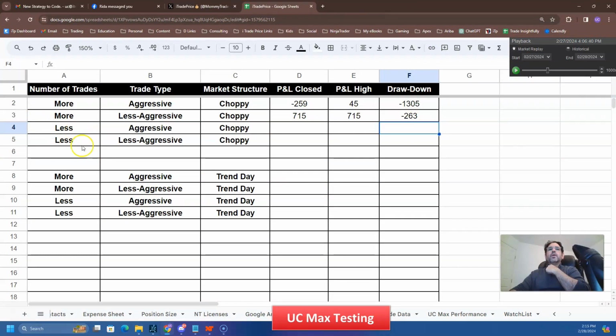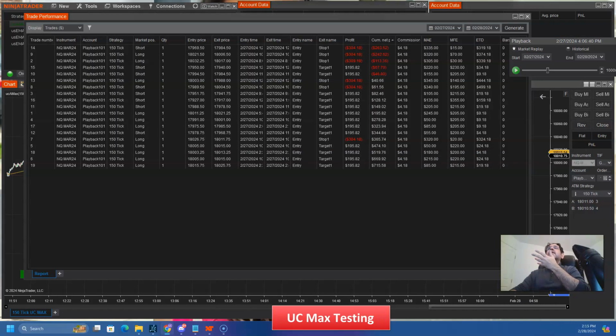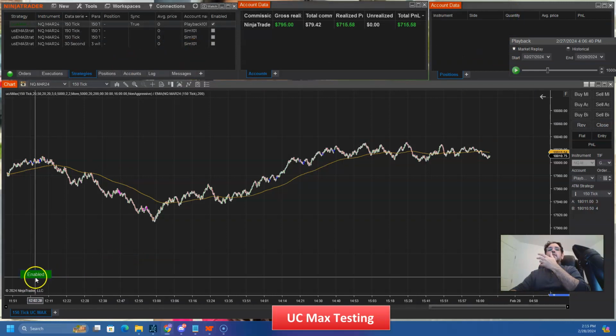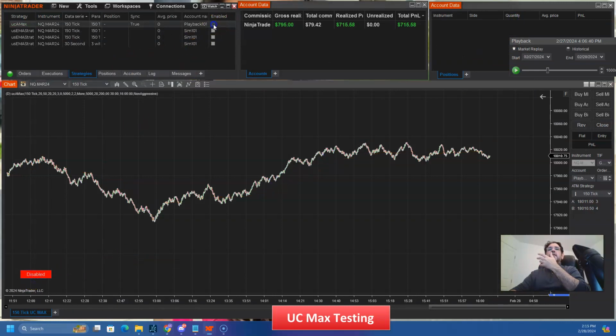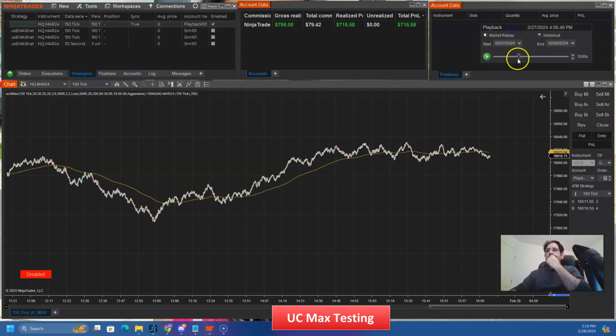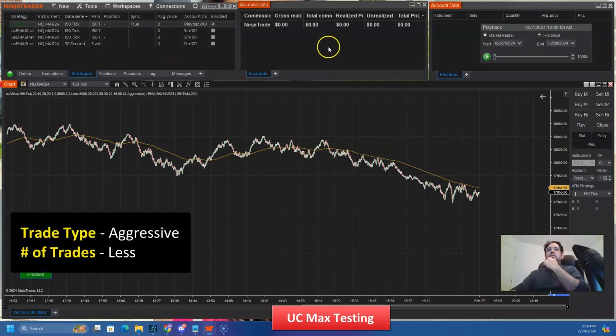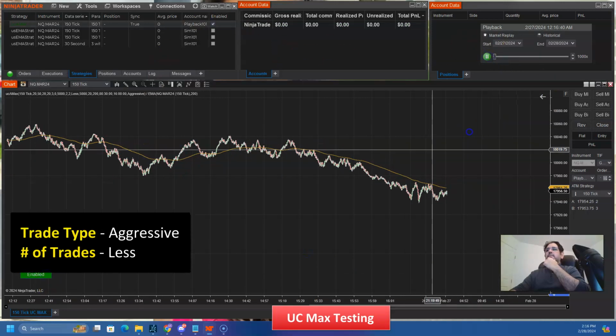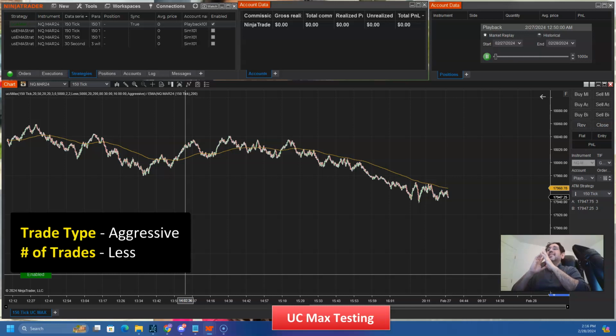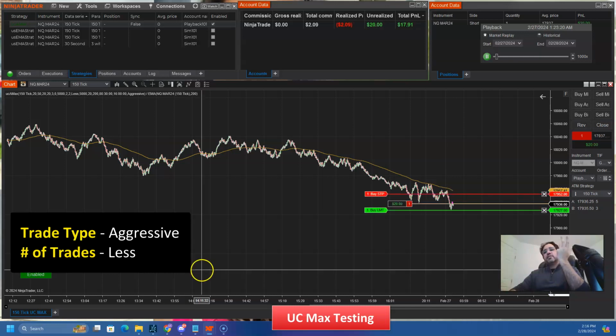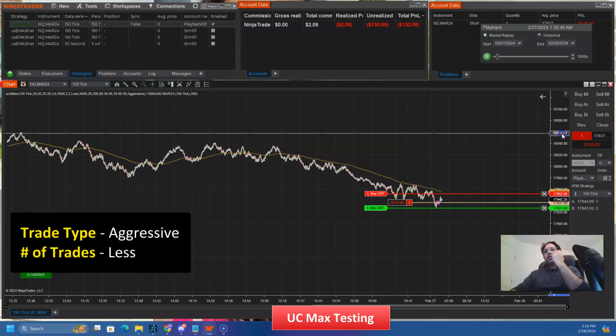So now this time we want fewer trades, but we want to be aggressive. Okay, so let's do that. Let's minimize this thing, disable, change that. Take it all the way back, and let's run this puppy again. So now it's fewer trades but aggressive trade type. Let's see.